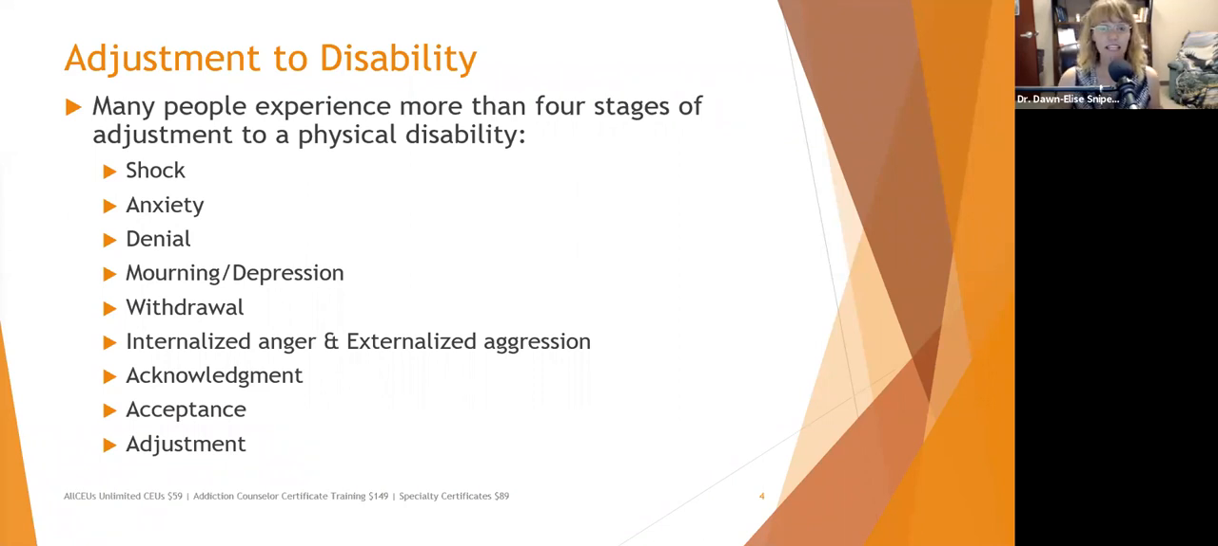Acknowledgement is the next phase that people go through. Once they get angry, then they get to this phase where they acknowledge, okay, this is really happening and there's nothing I can do about it. Then they move to acceptance. All right, it's really happening. There's nothing I can do about it. All right, let's figure out how I can make the best of it. And that moves you into the adjustment phase, where people start figuring out what this means and how they can live their highest quality of life based on this new situation.